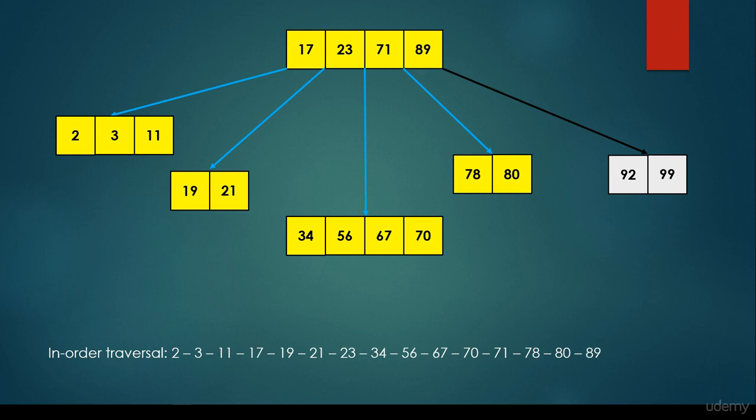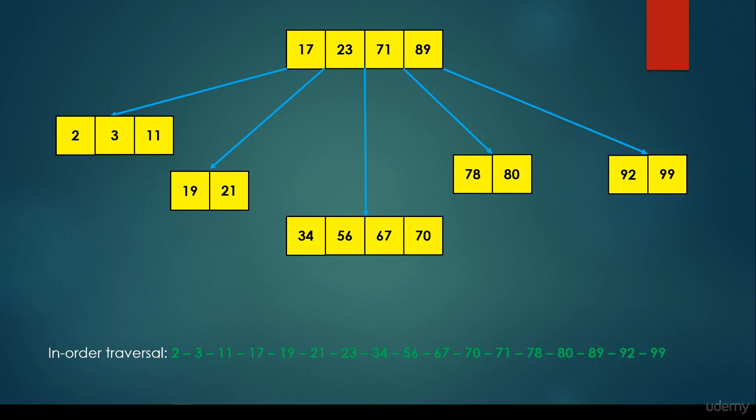Then we keep visiting the last branch of this root node with the 92 and the 99. We came to the conclusion that these keys don't have any children, so that's all about the in-order traversal. So 2, 3, 11, 17, 19, 21, 23, 34, 56, 78, 70, 71, 78, 80, 89, 92 and 99.